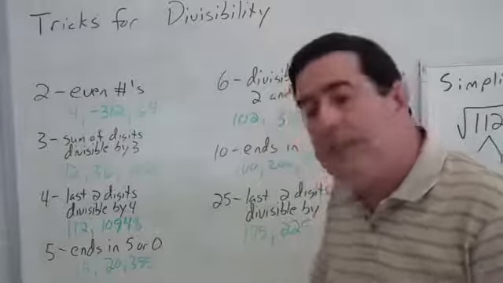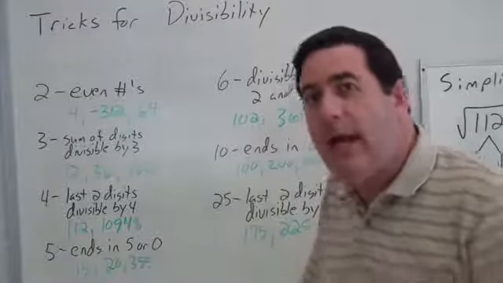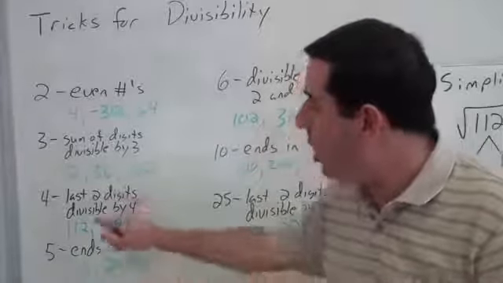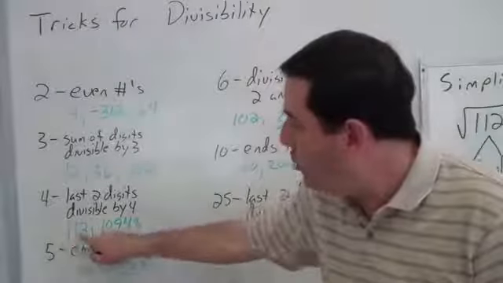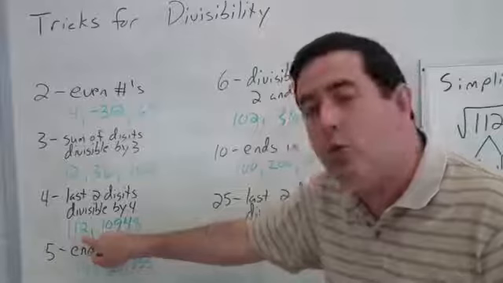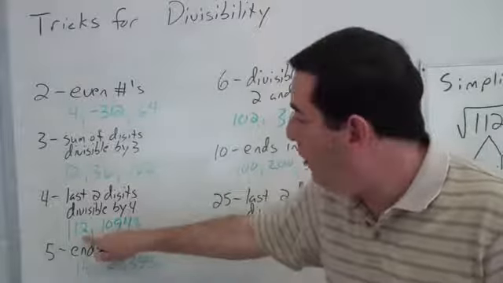To check to see if something can be divided by 4, look at the last two digits. If the last two digits are divisible by 4, then the number will be too. 112. The last two digits are 12. 12 can be divided by 4, so can 112.